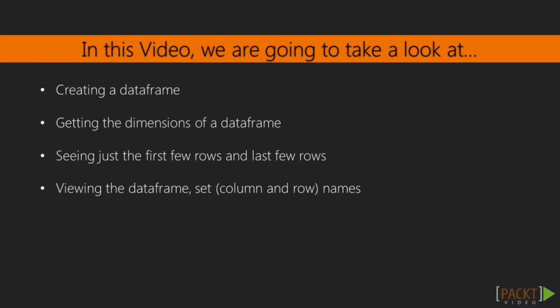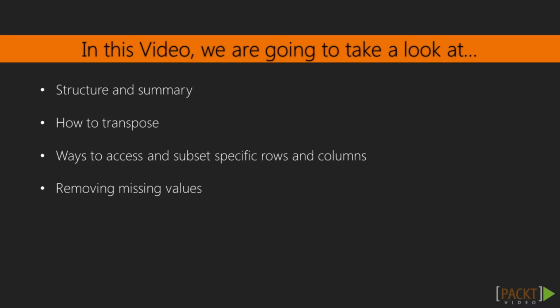We will get familiar with all sorts of things we can do with data frames, starting from understanding the purpose of having such an object and when it is used, creating data frames, getting its dimensions, examining the first and last few rows, how to view it, setting the column and row names, and understanding its structure. Then, we learn ways to access, filter, and subset specific rows and columns. Finally, we learn how to access and remove missing values.